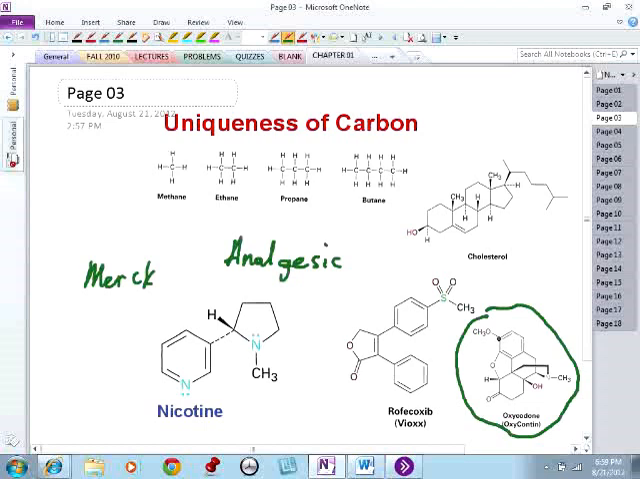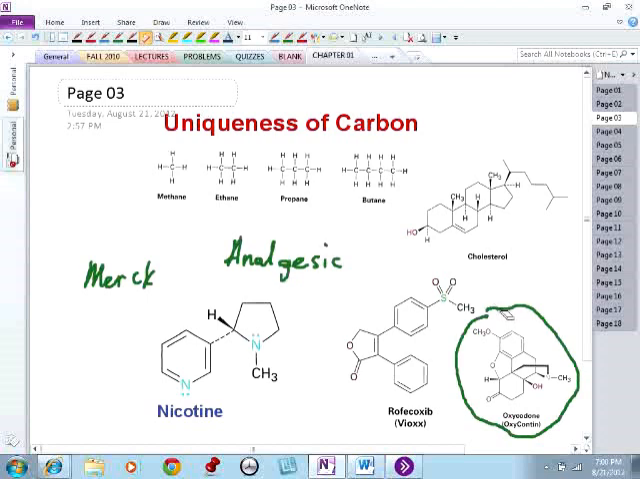Right here, what is here? What atom is here? Carbon. That carbon is bonded to what? Oxygen. And bonded to how many other carbons? 2 other carbons. So carbon is capable of bonding to several other atoms to form complex molecules.